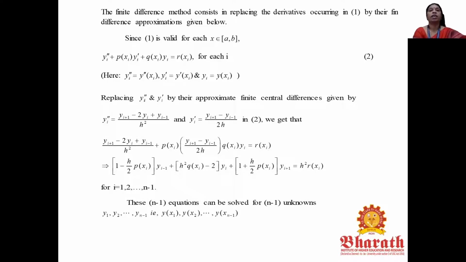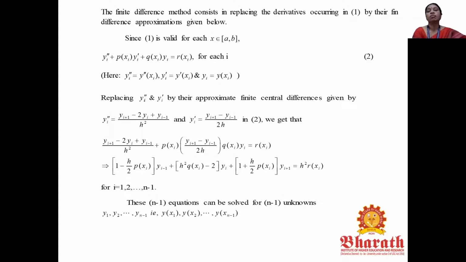So now we are just rearranging the terms with the equal coordinates, and we are getting the coefficients. If you take yi-1 as common, you'll be getting (1 - (h/2) p(xi)) yi-1. Next, we are collecting the terms with yi, that is (h² q(xi) - 2) yi.